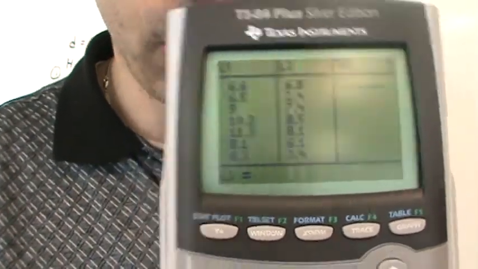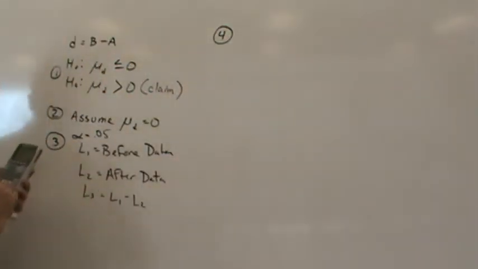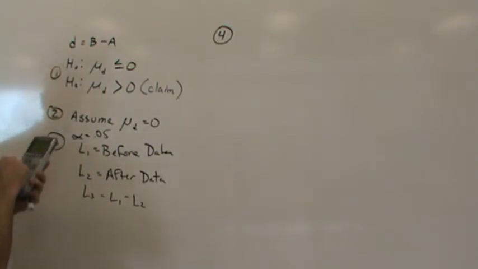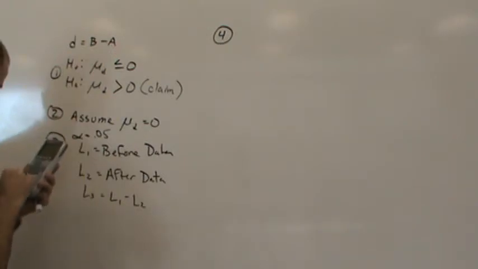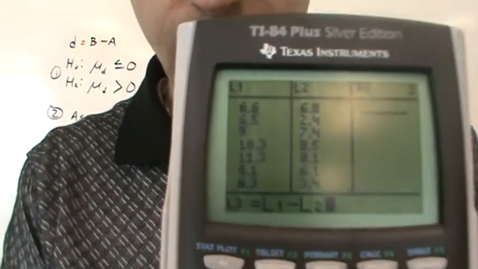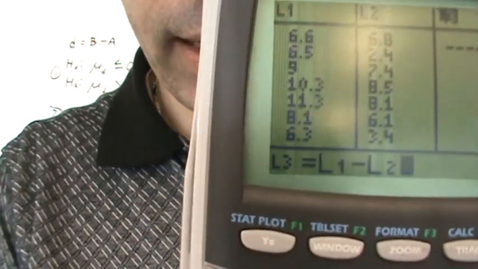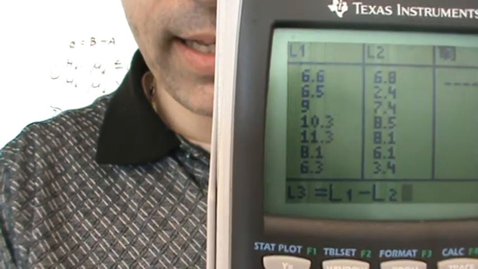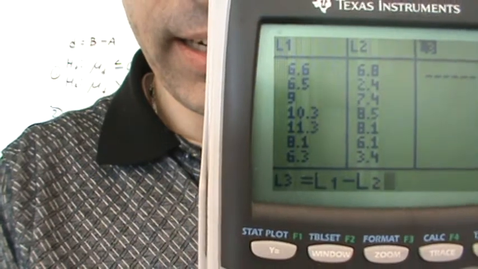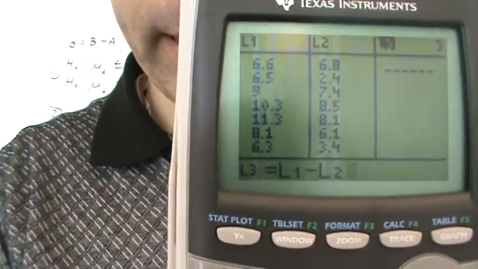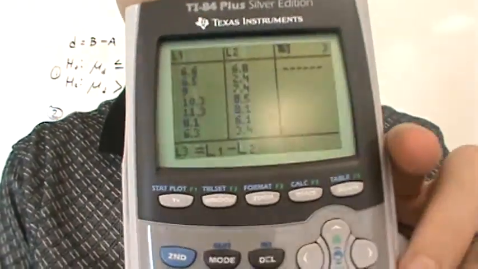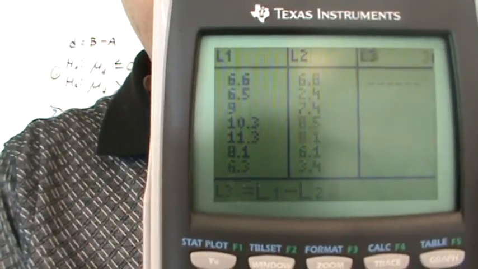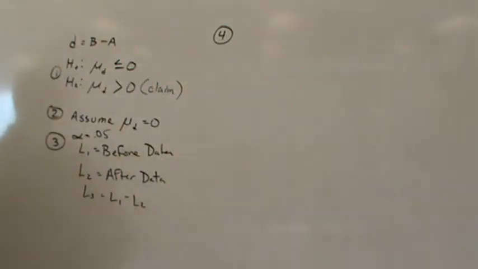Now I'm going to type in my formula. So I'm going to do L1 minus L2. Notice at the bottom there, I have L3 is equal to L1 minus L2. And notice that in L1 I have my before data, and in L2 I have my after data. So now when I hit enter, watch what happens. There's all my differences. So now I'm going to do a t-test on L3.